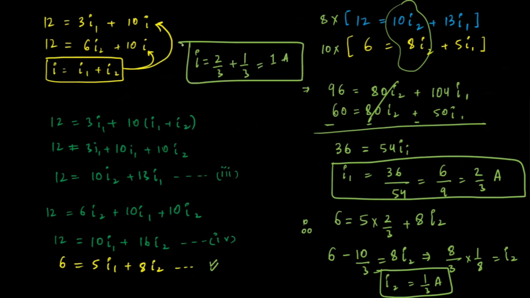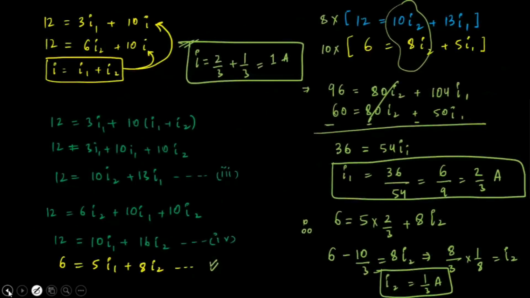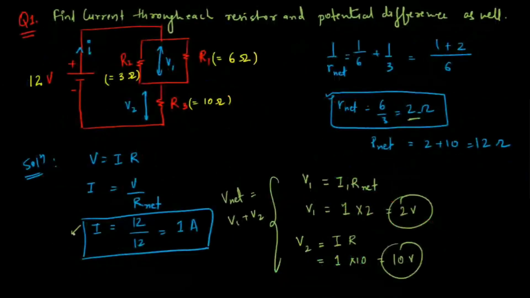As you can see here, the sum of the values of current we got from this method is also 1. And earlier, when we solved using Ohm's law, we got the same value. Now what you can infer from this is that either using Ohm's law or using Kirchhoff's law, we can solve any of the given circuits.